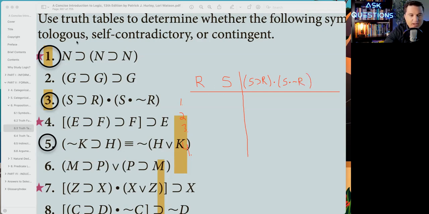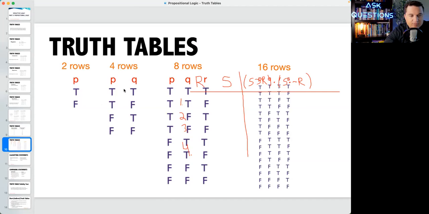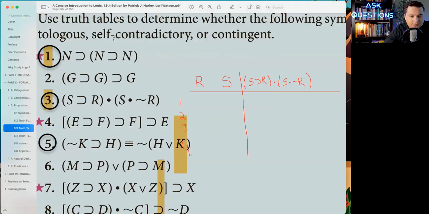And we need to put in the truth pattern here. So we have 4 rows. This is the pattern that you will always put in here. In row 1, they're both true. In row 2, R is true, S is false. In row 3, you get vice versa. In row 4, they're both false. And now we're going to fill in the rest of the table based on this information.